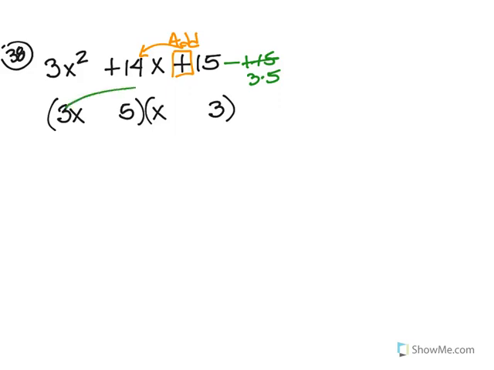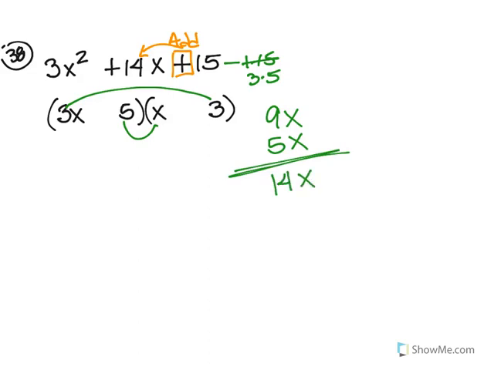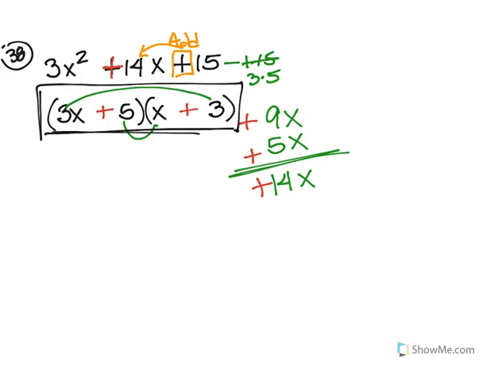But you're going to check your outside, inside. 3x times 3 makes 9x. 5 times x makes 5x. And 9 and 5 will add up to 14. Remember your signs. 14 is positive. So if I'm adding, I must have the same sign. So both of them are positive. You must have a positive 9 and a positive 5 to make a positive 14. And those two parentheses would be my answer.